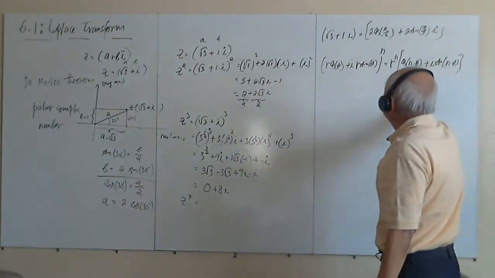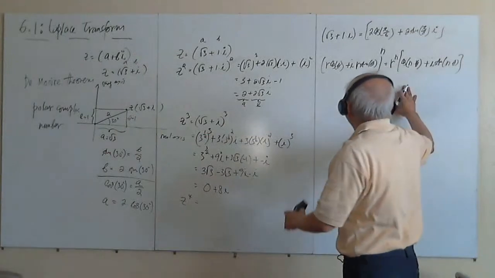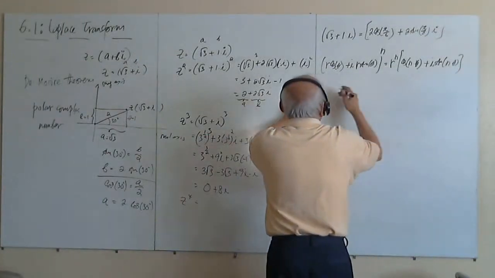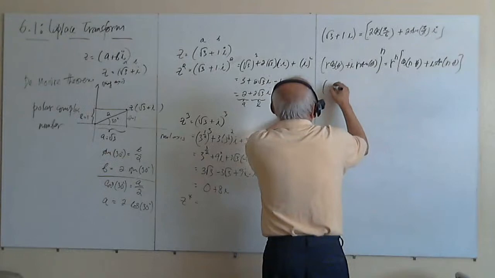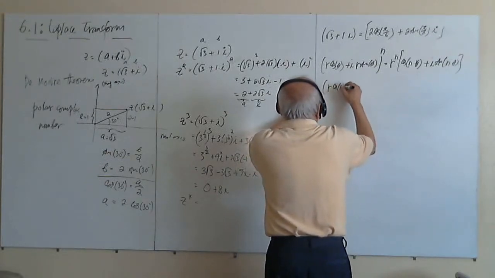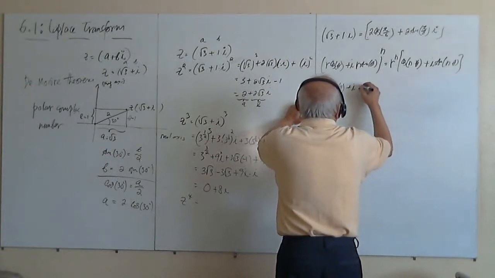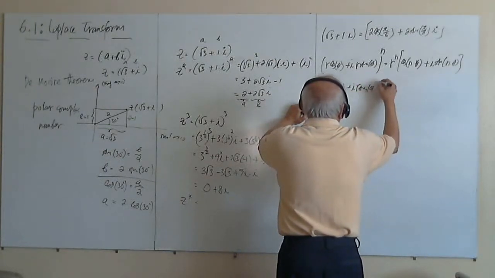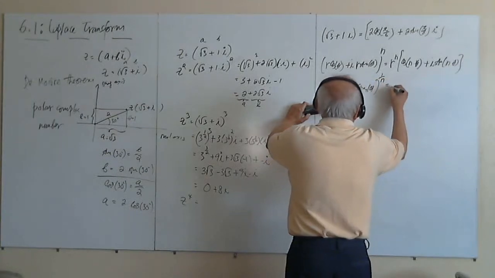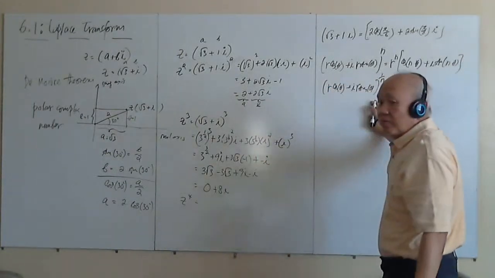Okay. And then in fact, you can do another one. Let's say that if you have r cosine theta plus i sine theta here, to the power of 1 over n, I'm talking about the square root here.